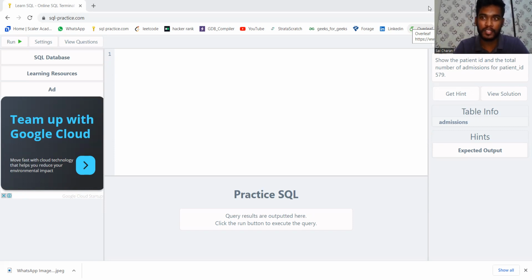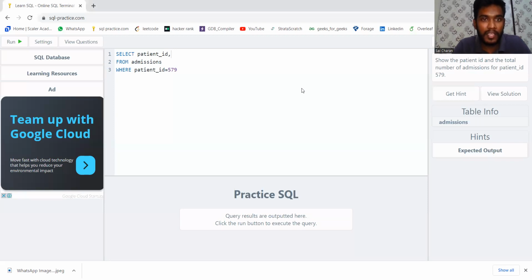Let's start solving today's question. Show the patient ID and the total number of admissions for patient ID 579. So, select from admission. We need to extract patient ID, and then they are saying where patient ID should be 579, right? And then they are asking how many times this patient, who has ID 579, was admitted in the hospital.